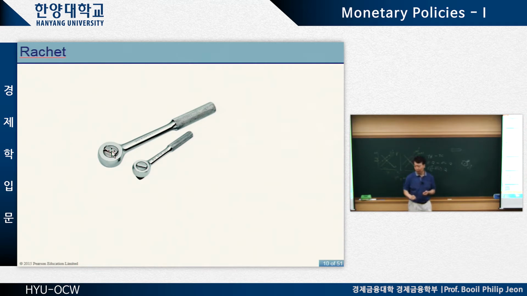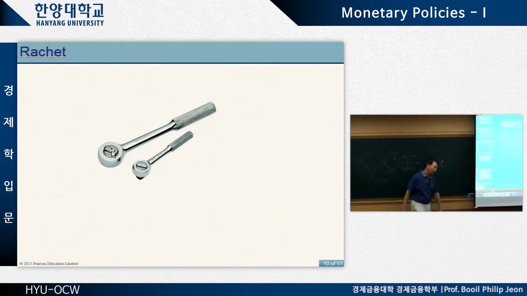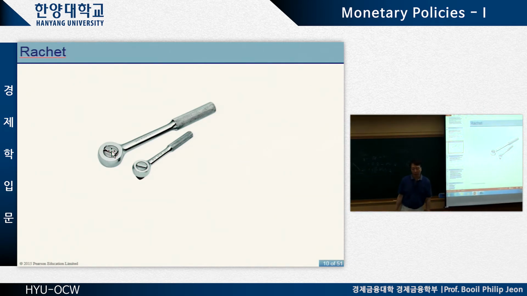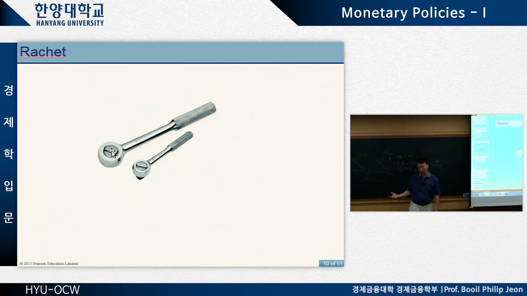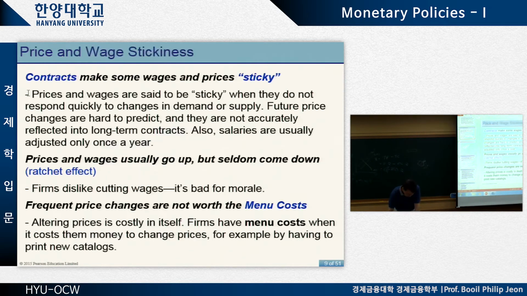So all you need to do is use this movement, and you don't have to lift it and turn it the other way around like a spanner. Okay, so ratchet effect means a one-directional effect. Prices and wages usually go up, but they seldom come down. That's what we mean by ratchet effect. All right.